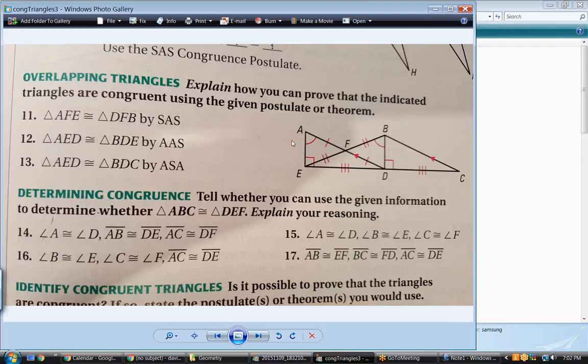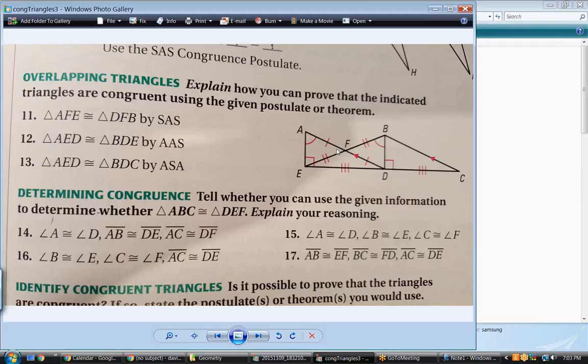No. We need a different angle. Which angle must it be for it to be side angle side? Angle E. Not angle E. The angle that the 2 sides make. There's one side, there's the other side. This is the angle they make right there. Oh, okay. So you have to like draw it in. You don't have to draw it in, but we know that AFE is congruent to what? DFB. Correct, because they're vertical angles.